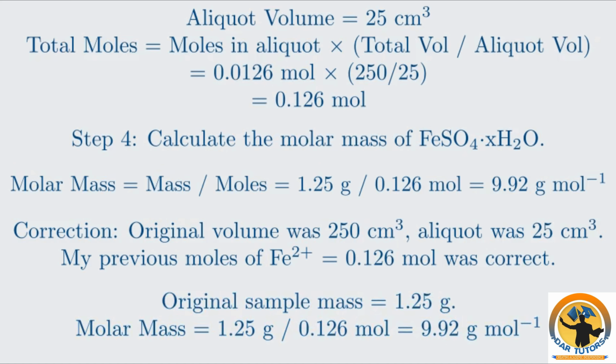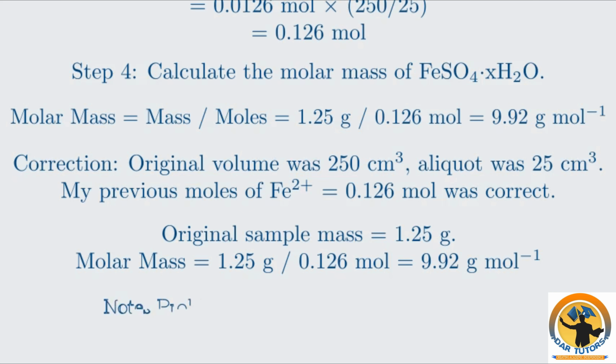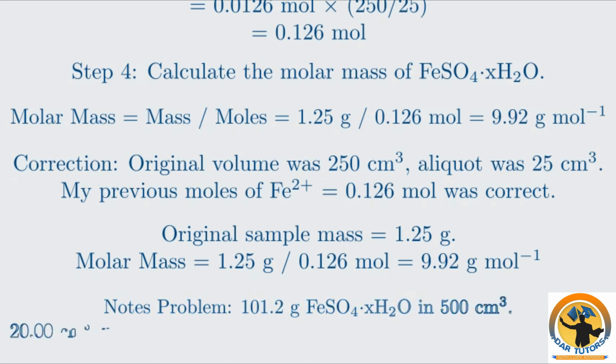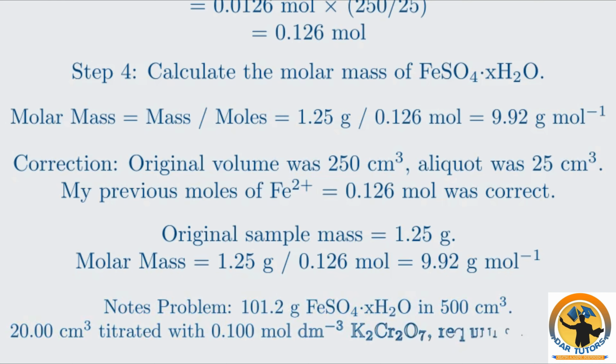Still incorrect. Let's look at the provided solution in the notes. The example in the notes starts with a sample size of 1 gram and a total volume of 500 cubic centimeters. It seems the problem I just wrote down was a variation on that. Let's use the exact numbers from the notes. A 101.2 gram sample is dissolved in 500 cubic centimeters of water. A 2000 cubic centimeter aliquot is titrated with 0.100 molar dichromate, requiring 2400 cubic centimeters.